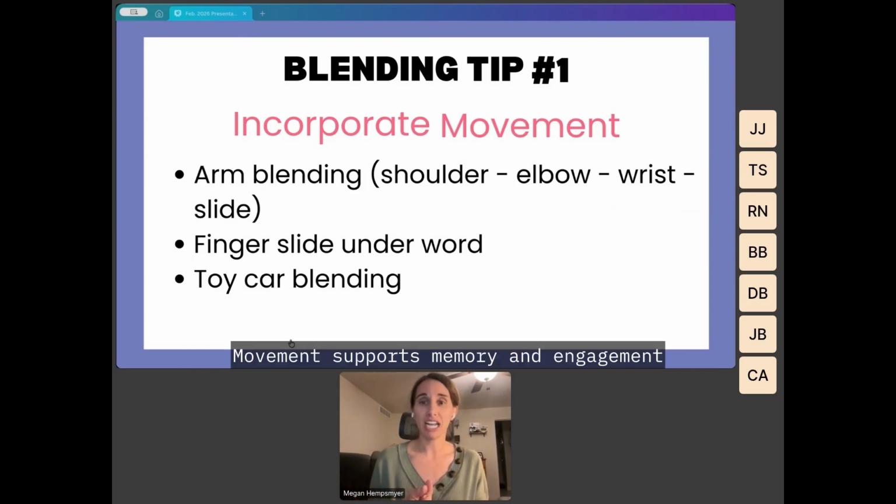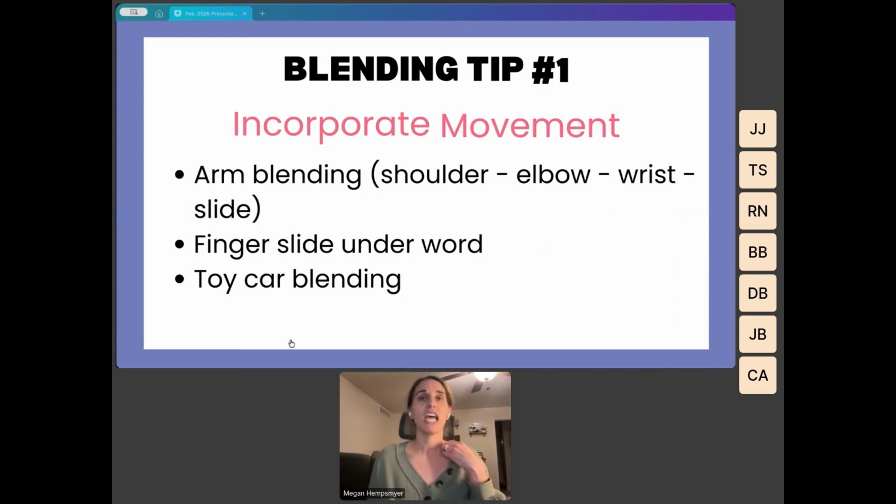Movement supports memory and engagement. We know that with lots of things that we teach our students, movement is something that is really powerful for a lot of learners, and especially those younger learners. And so one thing you can do with your students is you can arm blend.